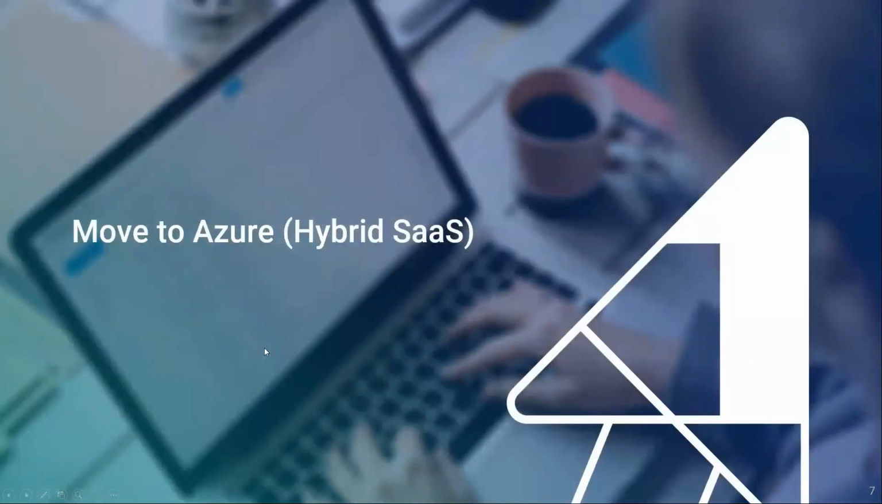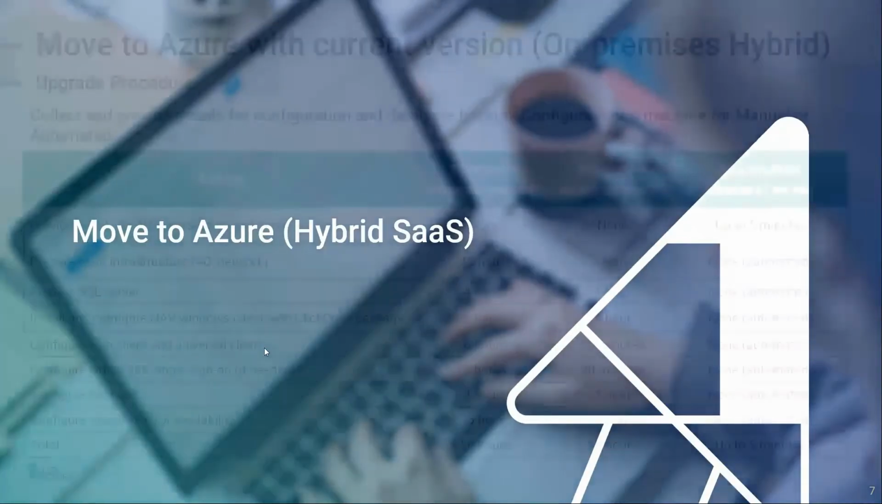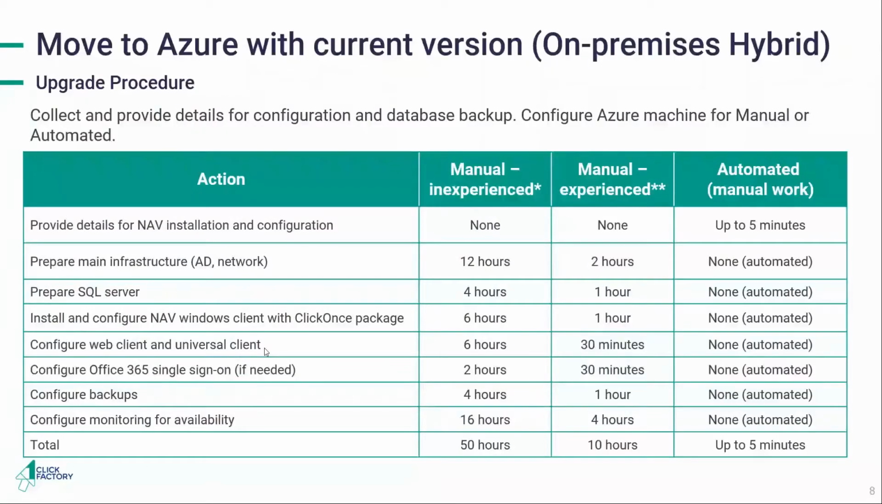Okay, so I will start with the Azure part, the so-called hybrid SaaS model. To create a machine in Azure and install SQL Server, NAV, Windows client or web client components, configure Office if needed, configure backups, monitoring. It can be done in 5 minutes to 50 hours, but it's still not a time you need to worry about.